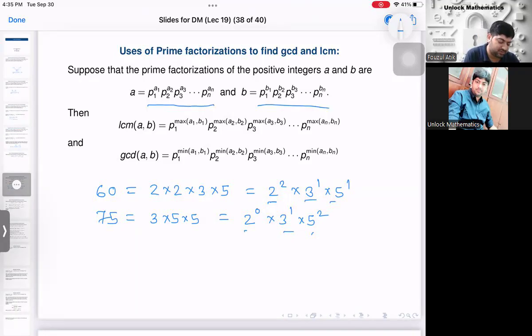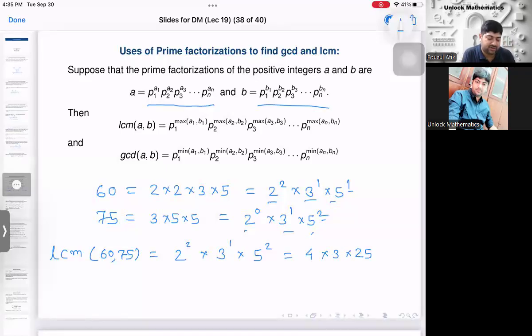Now how do we apply the formula? What is the LCM between them? The least common multiple of 60 and 75 is equal to 2 to the power maximum of 2 comma 0, which is 2, into 3 to the power maximum of 1 comma 1, which is 1, into 5 to the power maximum of 1 comma 2, which is 2. So this is the LCM: 4 into 3 into 25. So what is the answer? The answer is 300.